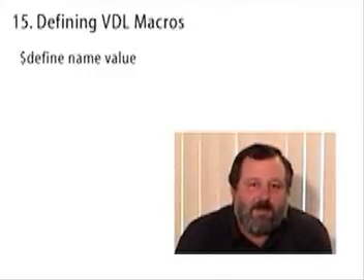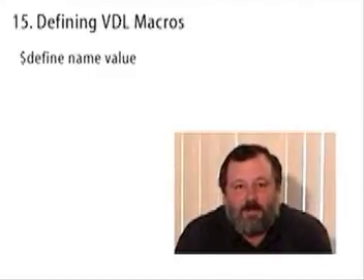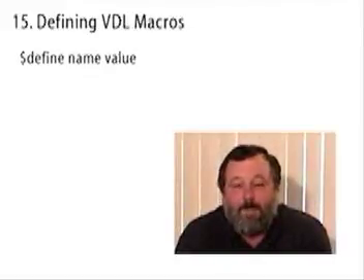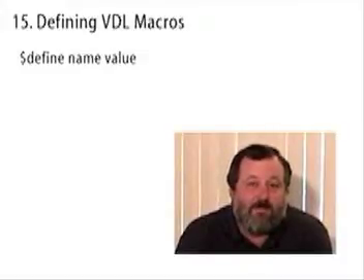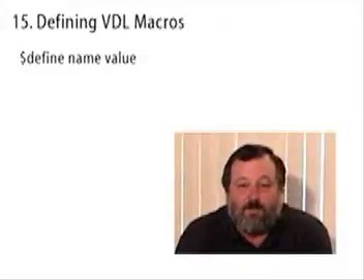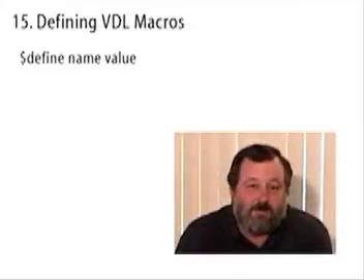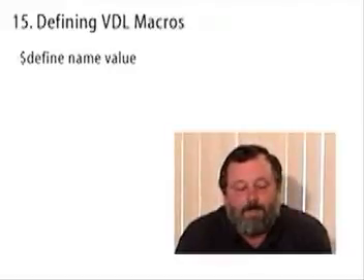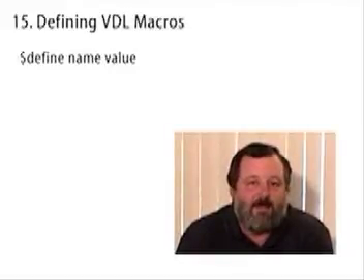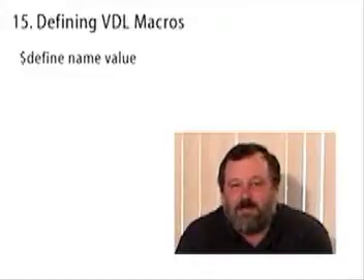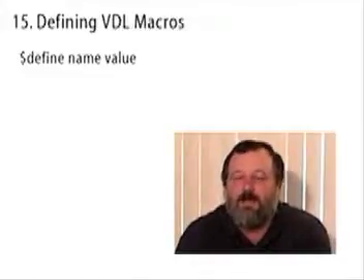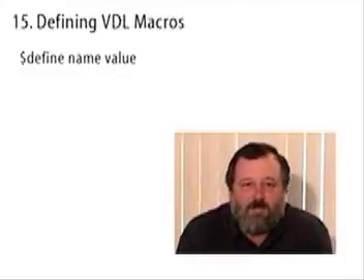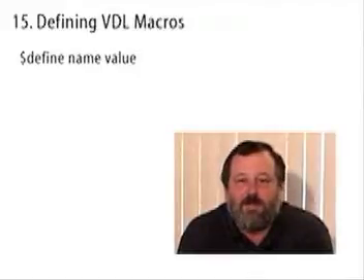The syntax for defining a VDL macro is $define, which must be the first word on a line in your VDL file, and that's followed by the name that you want to give the macro. The name has to start with an upper or lowercase letter or an underscore, and can be followed by 0 or more additional letters, underscores, or digits. Then some white space followed by the value. The value continues as a sequence of any characters until the end of the line, and trailing white space in the value is trimmed. So this is very similar to the #define macro facility in C, for example.